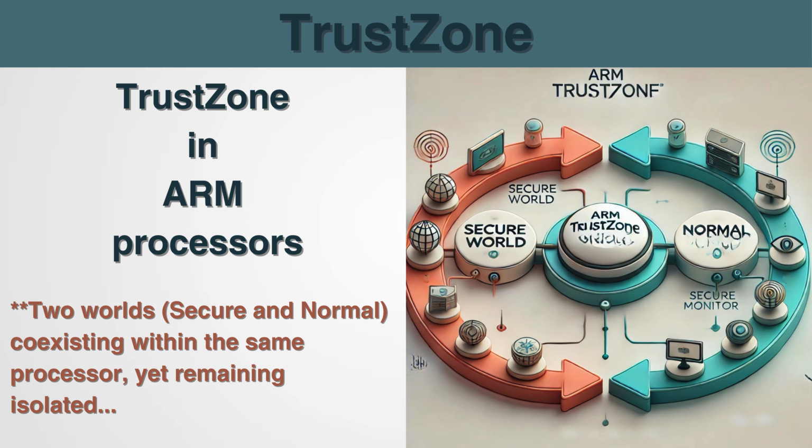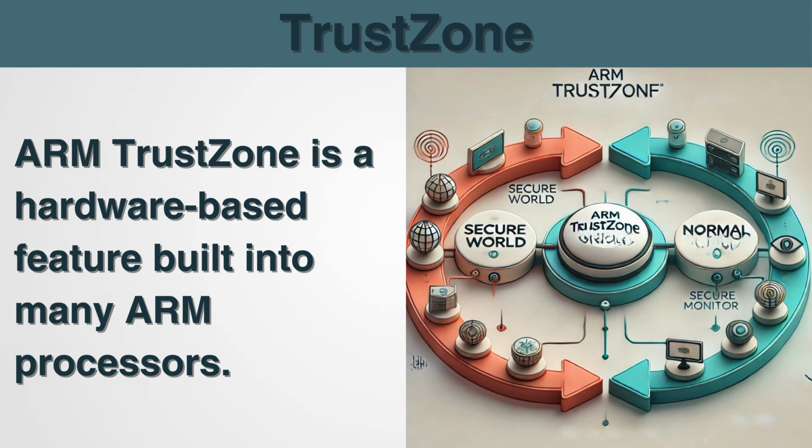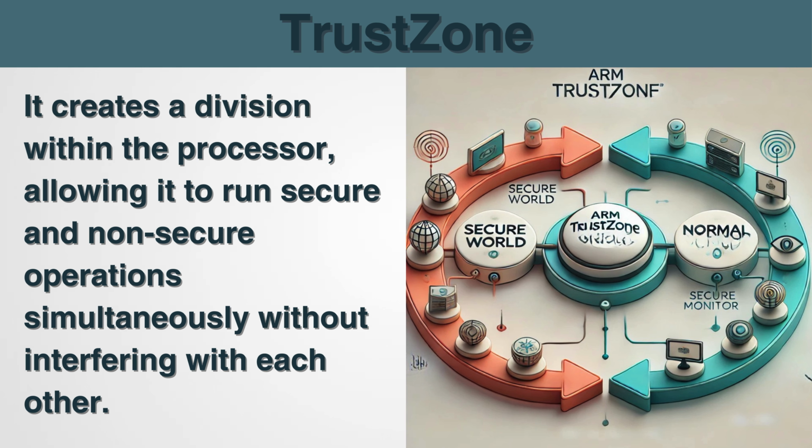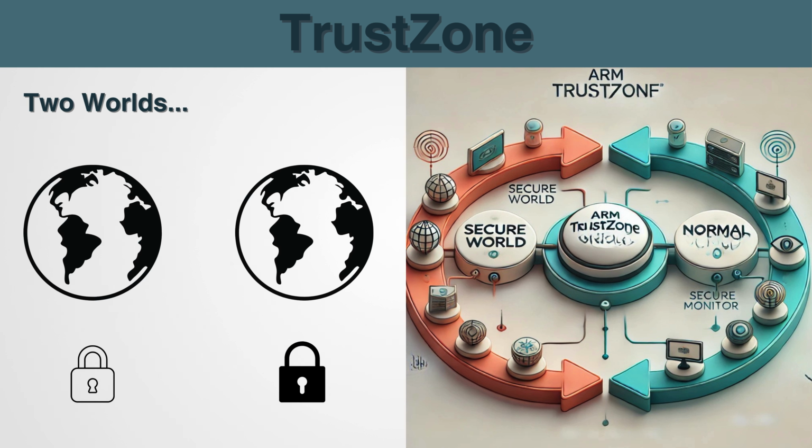In previous lessons, you've heard a bit about the TrustZone in ARM processors. So let's talk a little bit about that. At its core, ARM TrustZone is a hardware-based security feature built into many ARM processors. It creates a division within the processor, allowing it to run secure and non-secure operations simultaneously without interfering with each other. The two worlds is a key concept when you're thinking about ARM TrustZone.